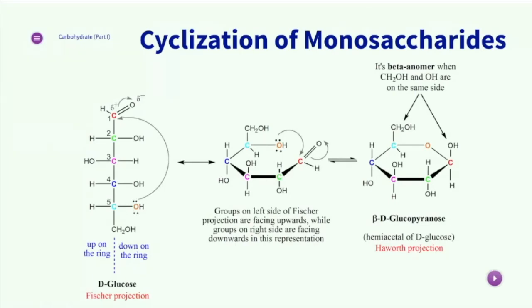Okay, so what happened here? It will transform clockwise. So this C will be on the right side facing downward here, and it will turn clockwise, and then become a ring.